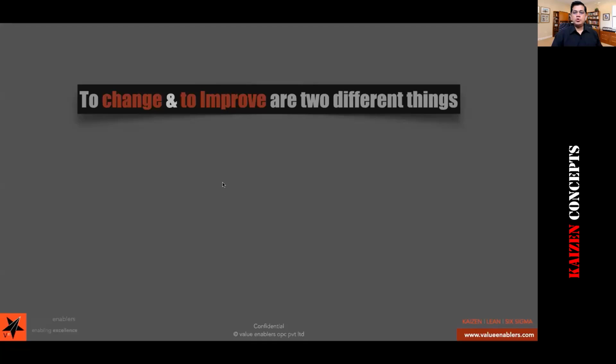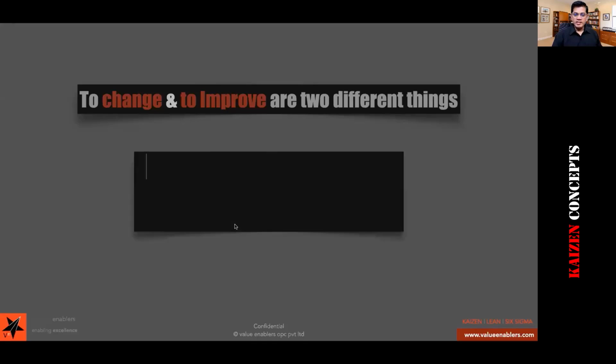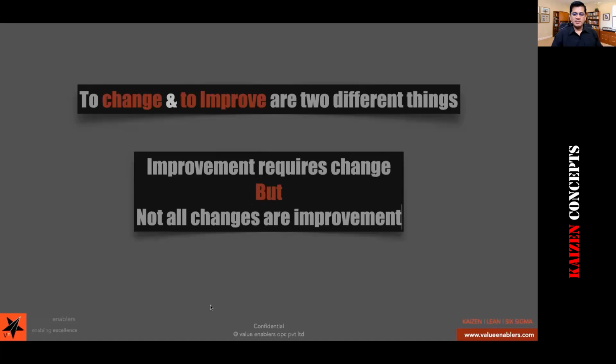All right. So to change and to improve are two different things. How many of you like this? How many of you agree to this? Improvement requires change, but not all changes are improvement. That's why the Kaizen definition is change for better.